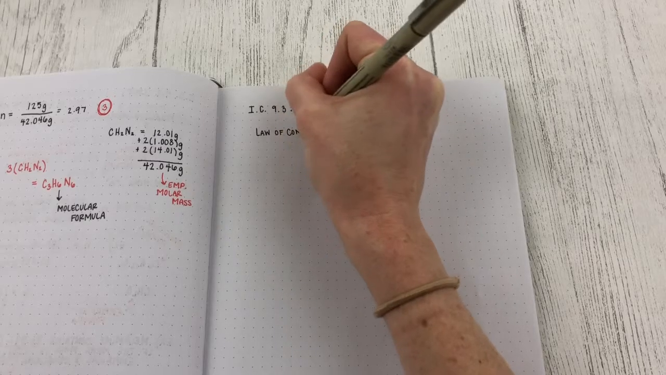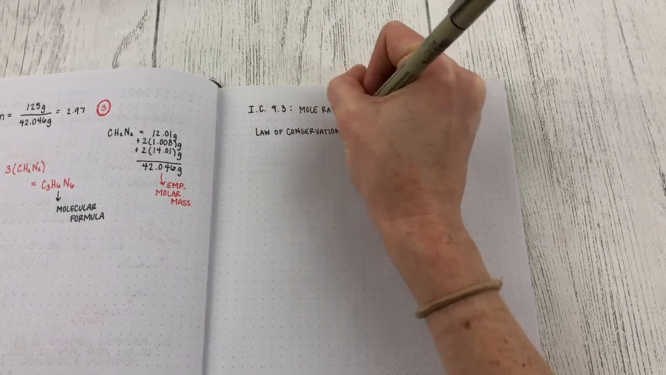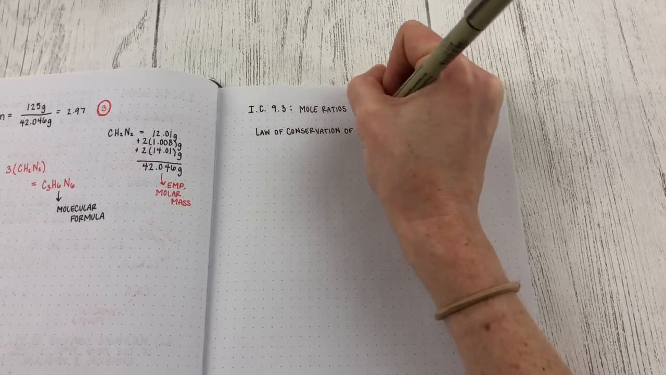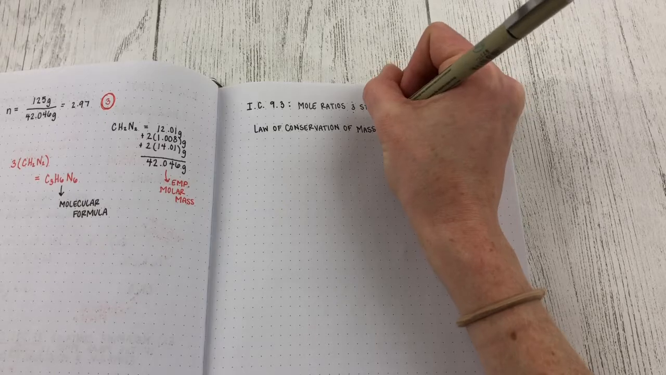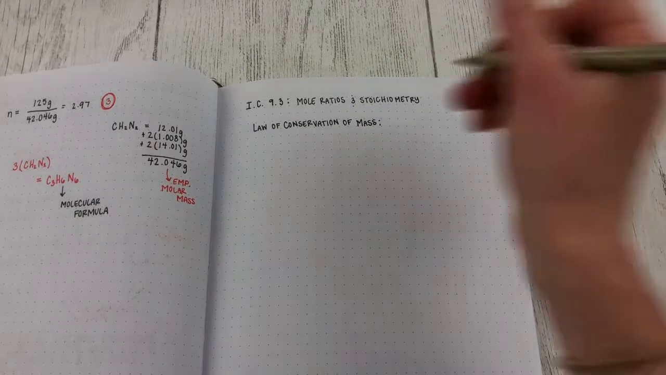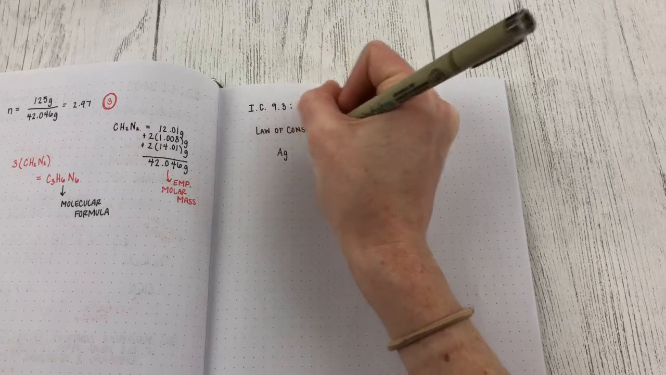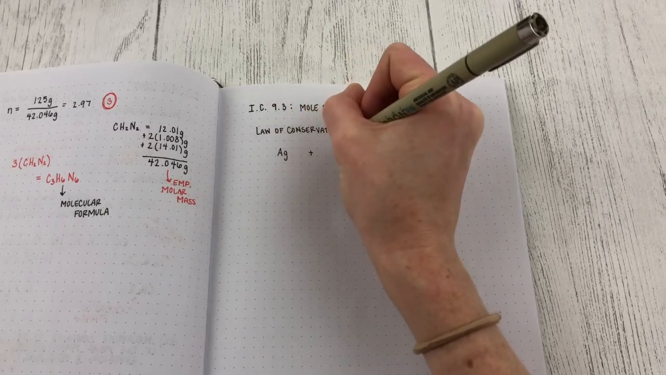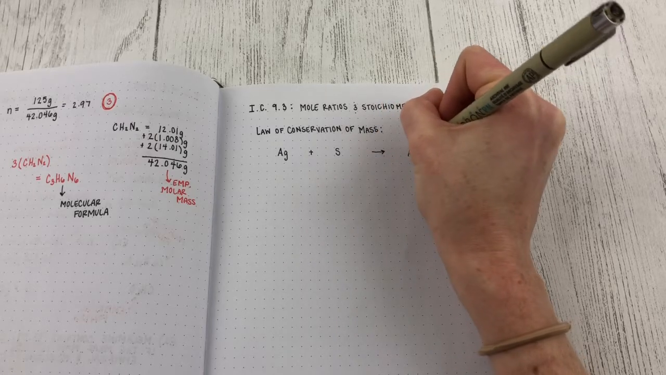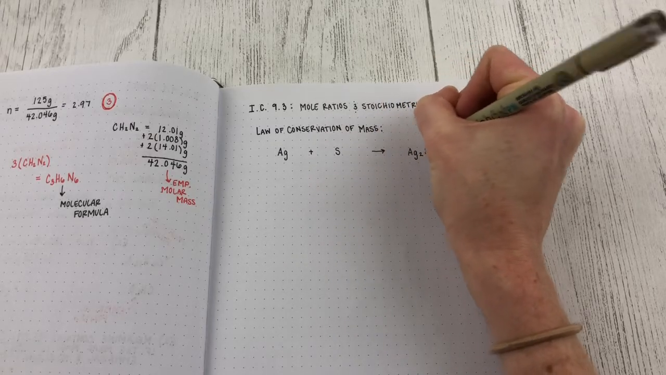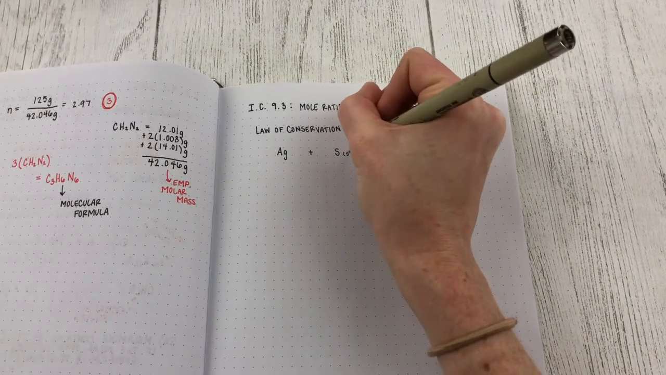So in order to understand stoichiometry, we have to first review the law of conservation of mass. Because when we look at a balanced chemical equation, any balanced chemical equation, like when silver reacts with sulfur, it produces silver sulfide, which is a solid. I'll go back and balance that equation.